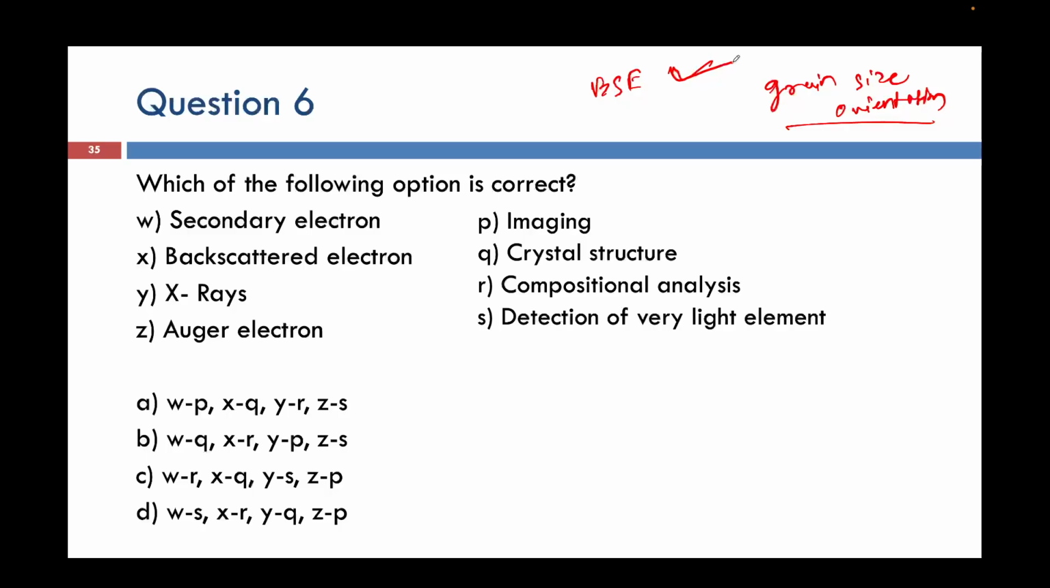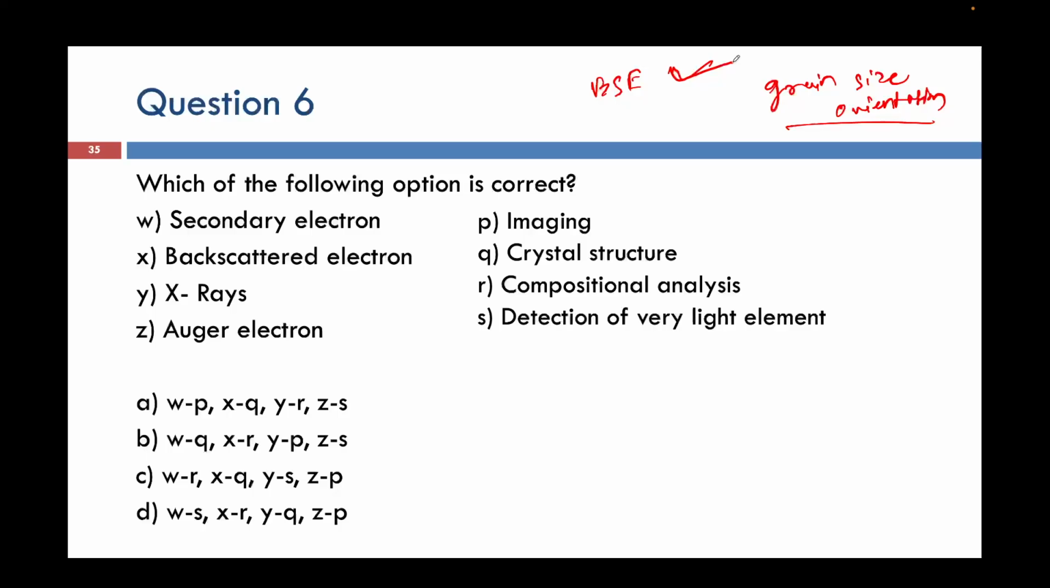I told that BSE is used not only for the grain orientation relationship but also to see the orientation of a single grain. For that also backscattered electron is used.